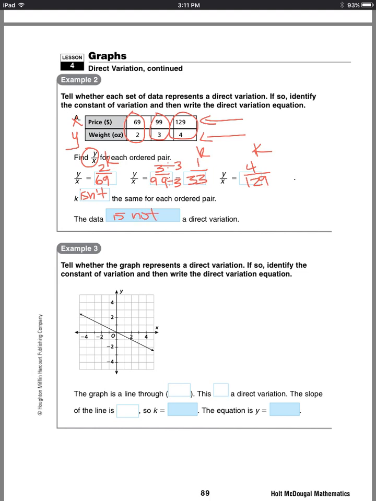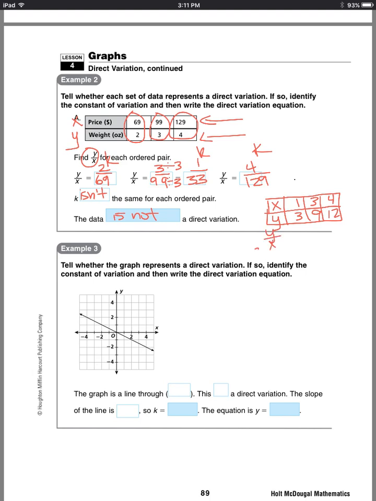Now let's look at another one real quick. We're going to have our x, and we're going to have our y, and we're going to have 1 over 3, 3 over 9, and 4 over 12. Okay, we're going to set those up as our y over our x.